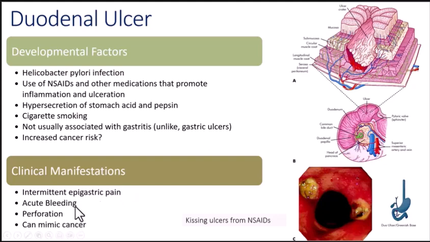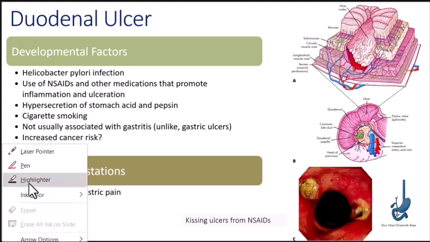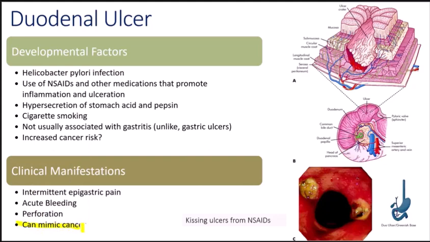And part of the reason for that is because if somebody does have enough pain and they are bleeding, then it's evident that there is an ulcer, so there'll be some medical intervention done to prevent that ulceration from leading to a perforation. But what really is important to identify with duodenal ulcers is that they can mimic cancer, in particular because of the way that they look.